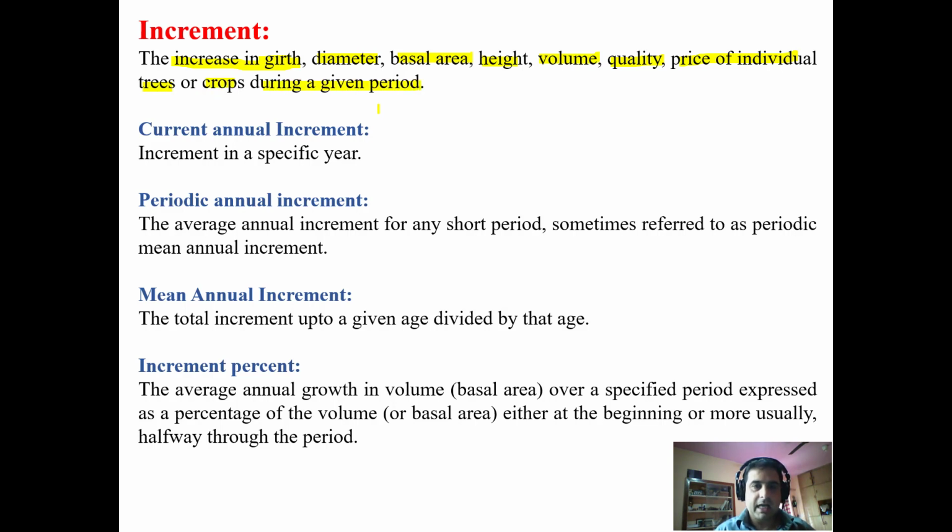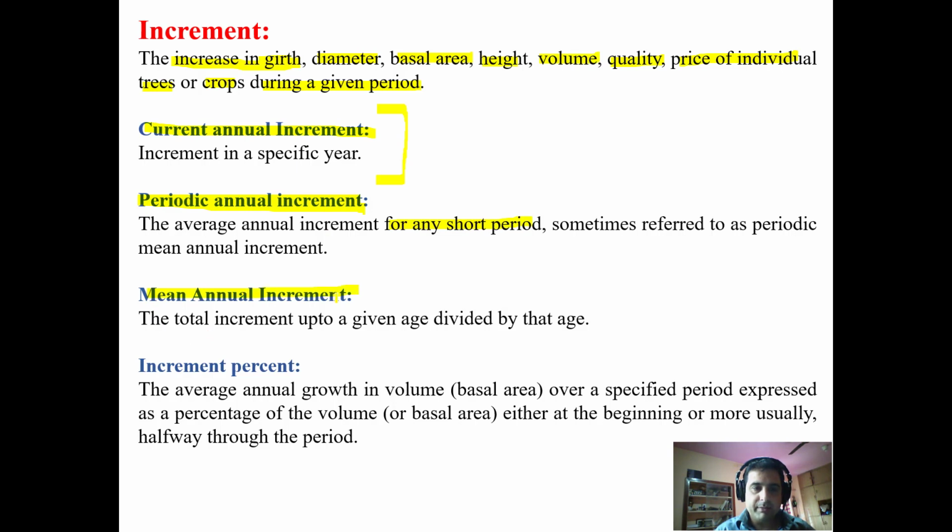This increment, if specified for 1 year, we call the current annual increment. If it is specified for a short period, maybe 2, 3 or 4 years, like in the case of conifers where the annual increment is very small, we may take increment readings after a period of 3 or 4 years. We divide it by the number of years, and that becomes the periodic annual increment.